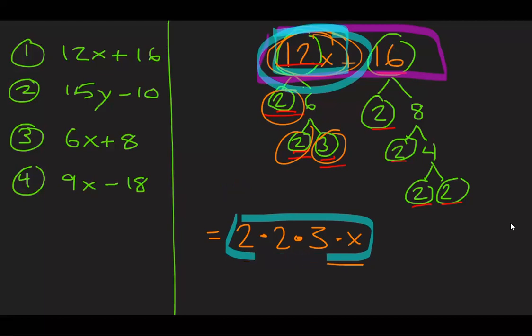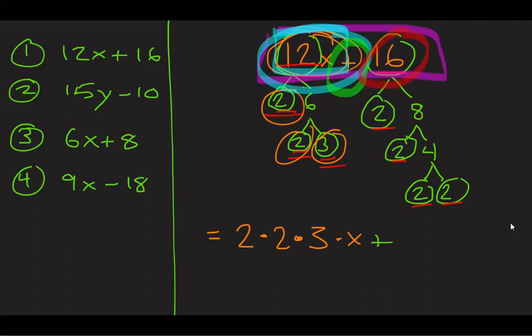So again, this process might seem a little complicated and roundabout at first, but I think it'll make more sense once we start doing a few of these. So we now did the 12x, and now all you do is you drop down the sign. So our sign was a plus. So let's drop that down here. And now we need to rewrite the 16.